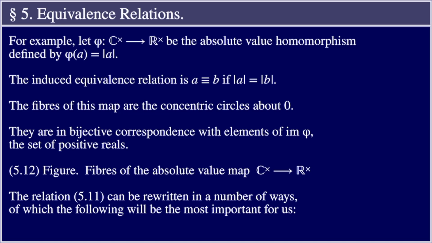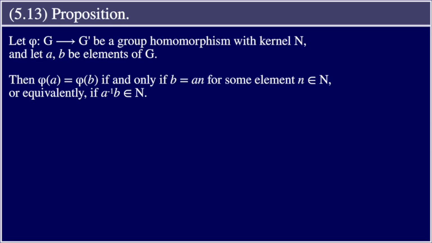The relation 5.11 can be rewritten in a number of ways, of which the following will be the most important for us. 5.13 proposition. Let phi mapping G to G prime be a group homomorphism with kernel N, and let a and b be elements of G. Then phi of a is equal to phi of b if and only if b is equal to a n for some element n a member of N, or equivalently if a inverse b is a member of N.